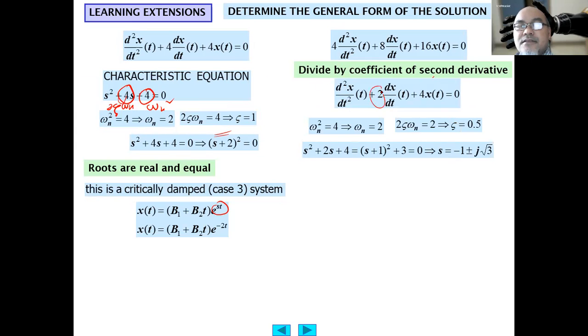So this is 2 zeta omega n, and this is omega n squared. Omega n squared equals 4, so omega n equals 2. 2 zeta omega n equals 2, so zeta omega n is 1. So zeta is 1 over 2, or half. Okay.